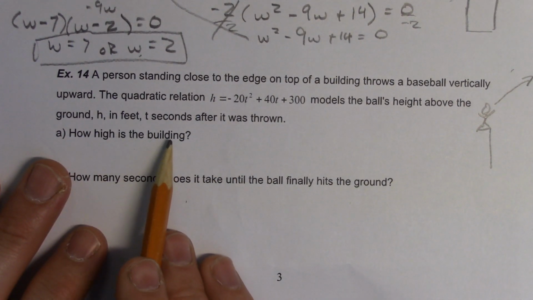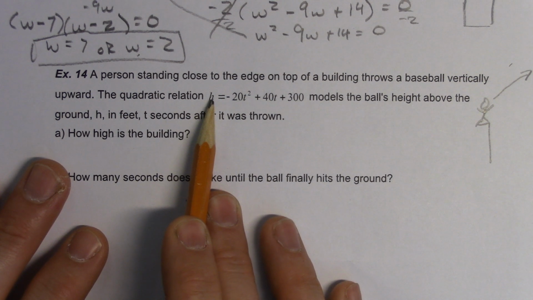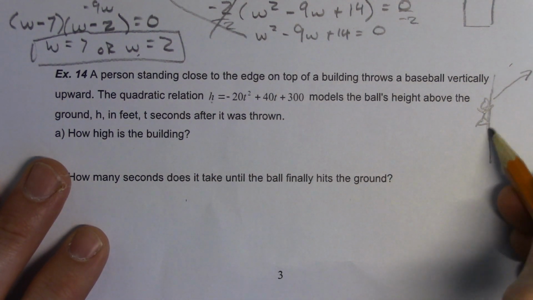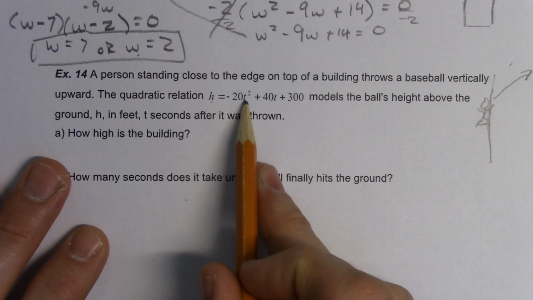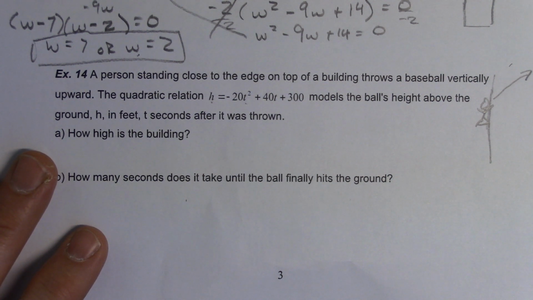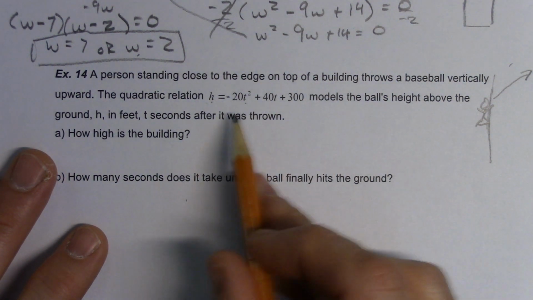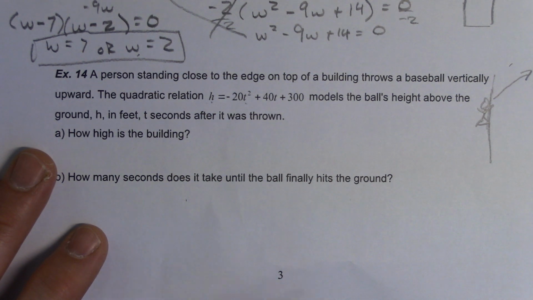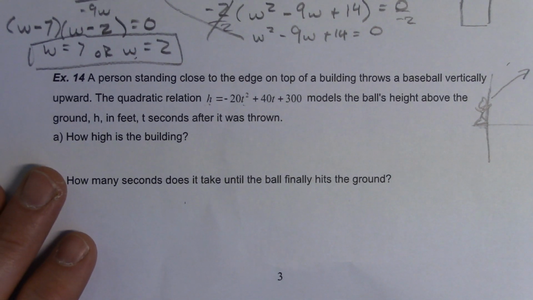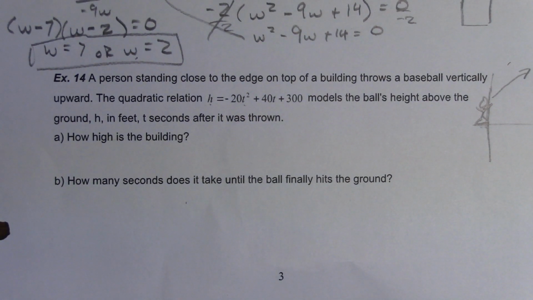How high is the building? So it wants to know the height of the building. When the initial value t is 0, right before he throws, he wants to know the height. That's the roots, right? You want to know the roots of where the ball lands, where the ball hits. Right here, the ball is going to actually go lower than the building, so the roots are going to be a little different here. How high is the building?